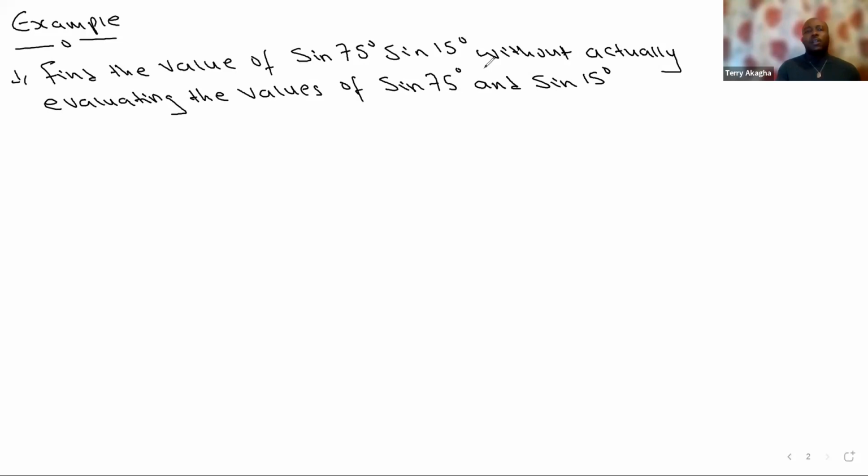In this case, you're trying to evaluate this particular product, but you were not expected to evaluate the values individually, all right? If you remember from the 4th video, I told you that 2 sine A sine B is equal to cos A minus B, minus cos A plus B.